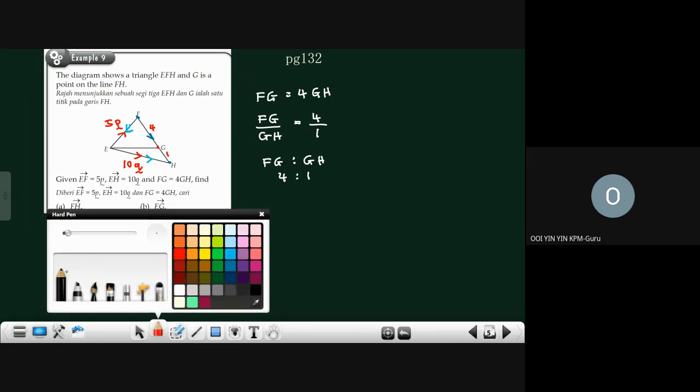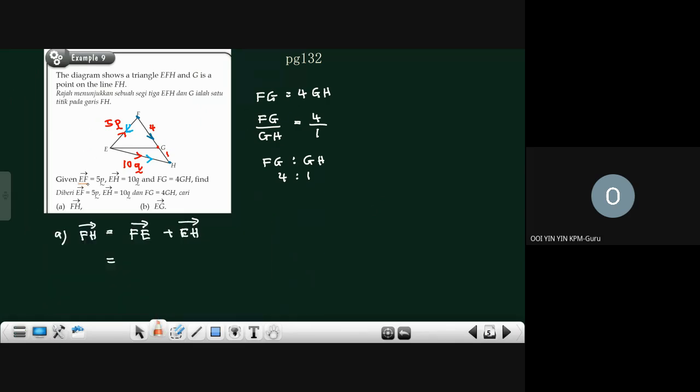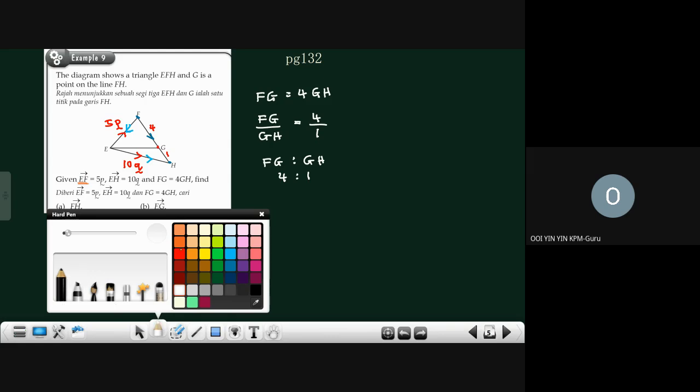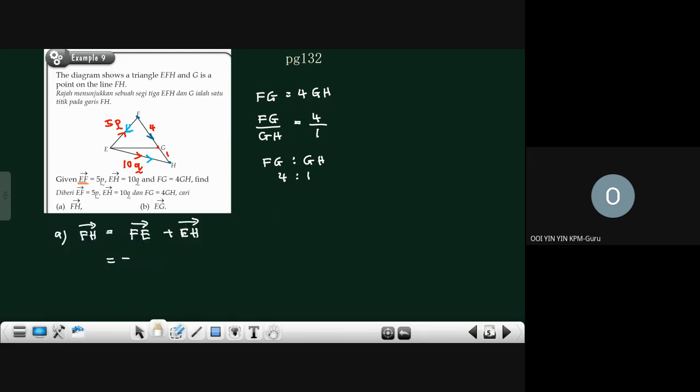Just now we didn't have FE, but we have EF. So now we want to change to FE because the one we want is FH, so we should start with FE. We only have EF, we don't have FE. If we still want FE, we can interchange it by putting a negative, and then change the alphabet. FE is negative EF. If you reverse the alphabet, put a negative.